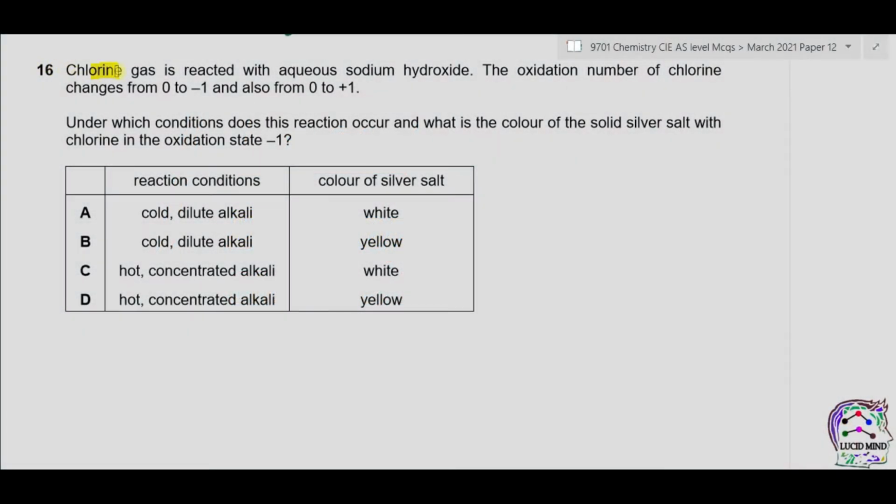Question 16. Chlorine gas is reacted with aqueous sodium hydroxide. The oxidation number of chlorine changes from 0 to -1 and also from 0 to +1. Under which conditions does this reaction occur, and what is the color of the solid silver salt with chlorine in the oxidation state -1? Let's write the reaction.